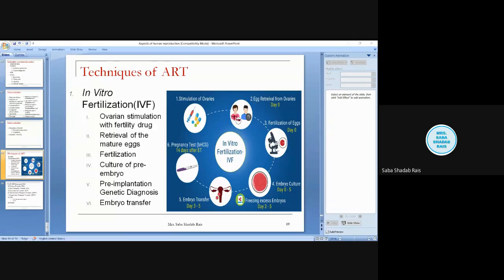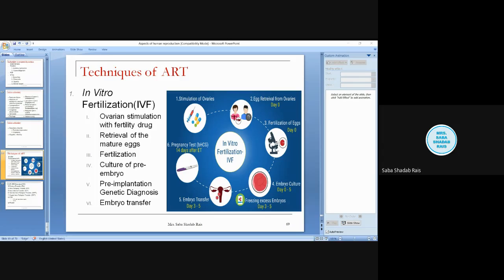Good morning, everyone. In the last lecture we discussed the problem of infertility, both infertility in females as well as infertility in males. There are so many infertility problems, but what is the solution? The solution is ART, that is assisted reproductive technology.